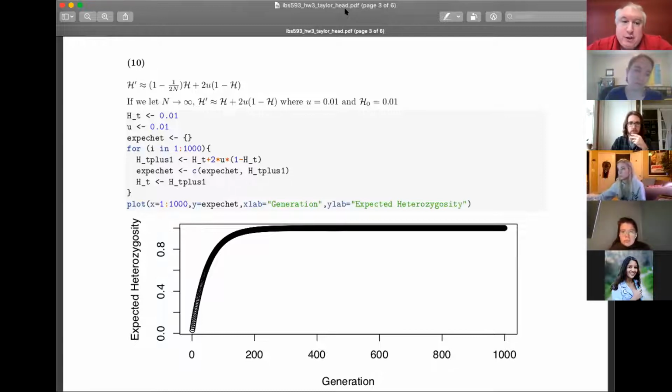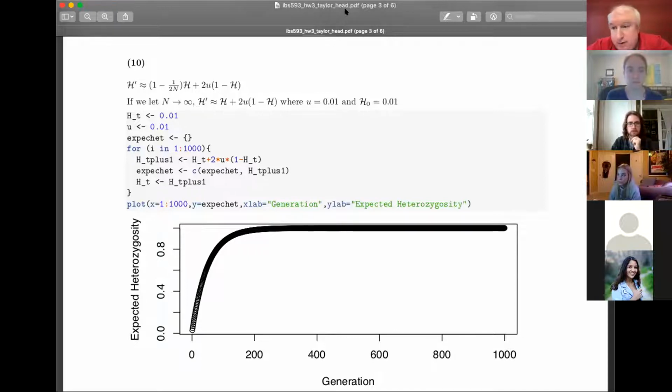So if we get rid of genetic drift, the definition of no genetic drift is an infinite population size with no sampling. 2n is infinity. There's no resampling at all. It's an infinite population effectively. But there is mutation every generation. And what happens to the probability 2 alleles are identical? It goes to 0. The probability 2 alleles are different goes to 1, if all you have is mutation.